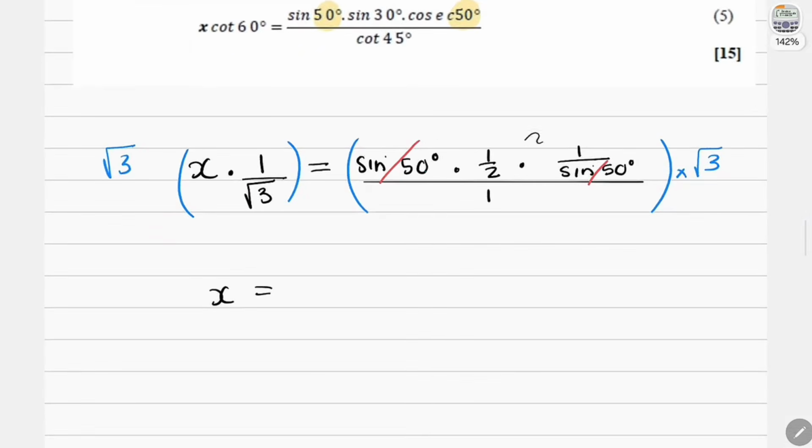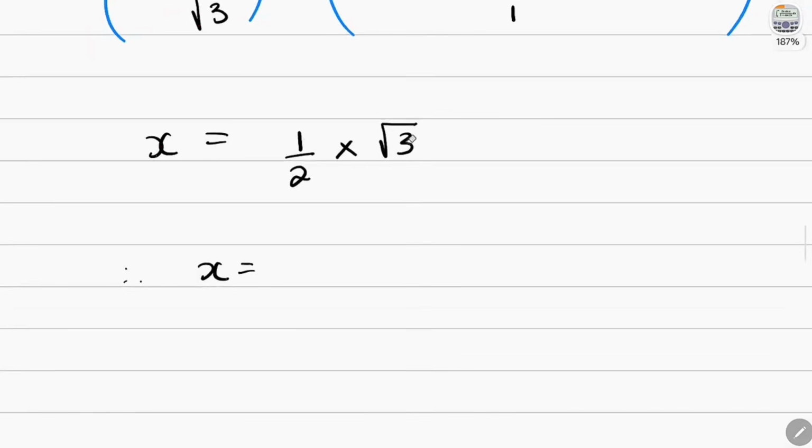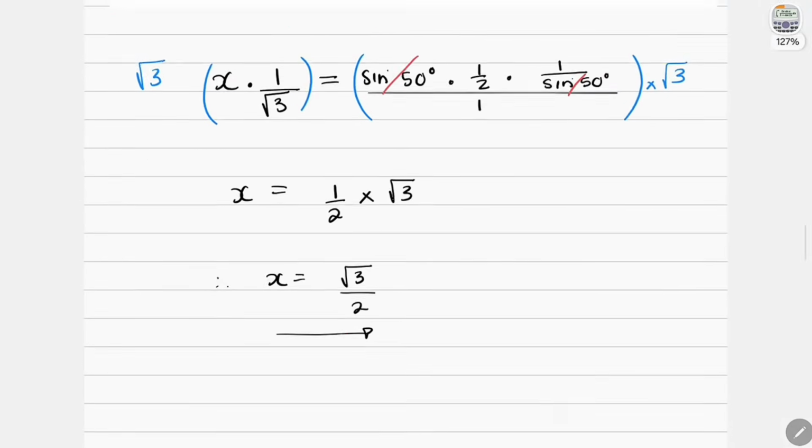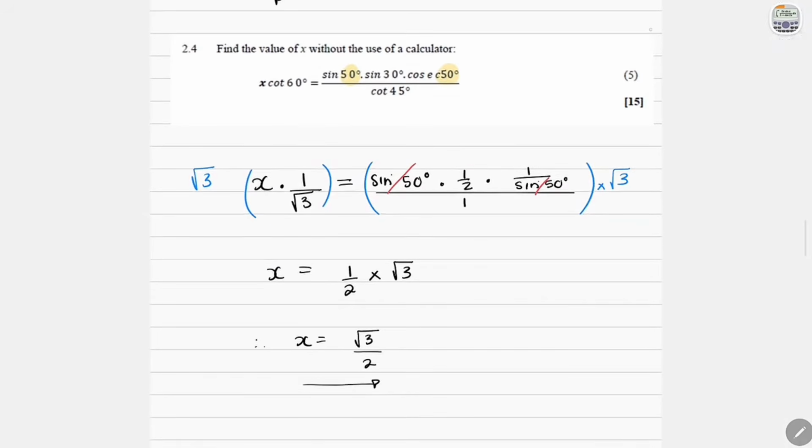And so all we have in the numerator is this 1 over 2 multiplied by the square root of 3. And so finally, this means that x is equal to numerator times numerator, root 3 all over 2. And that is our answer. Okay, so that is it for that question. And that is it for question 2.